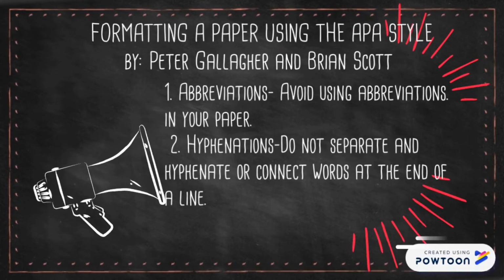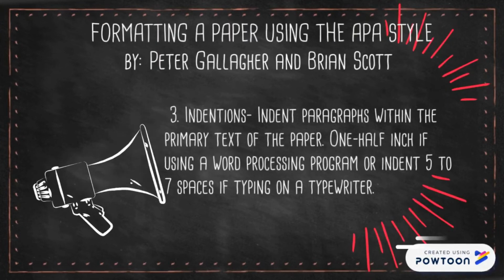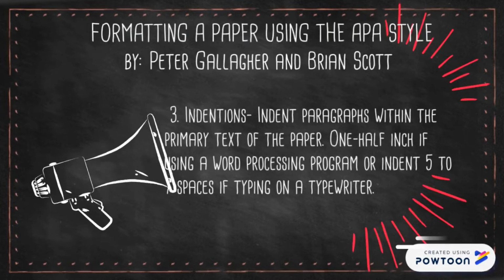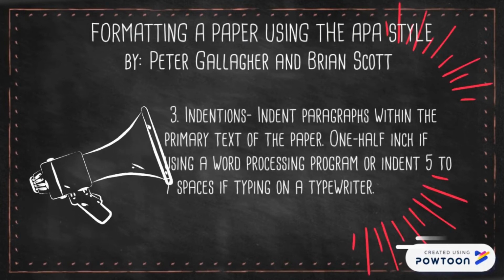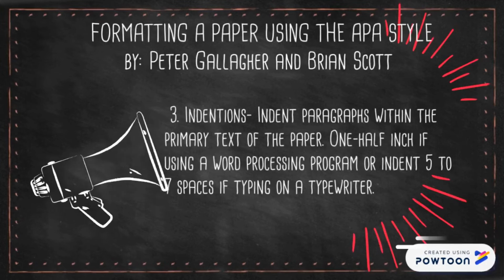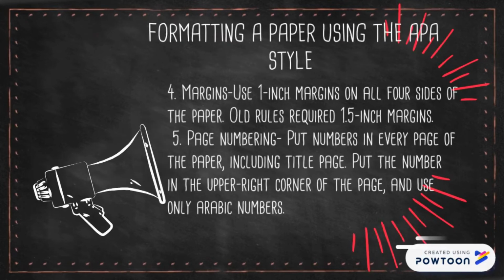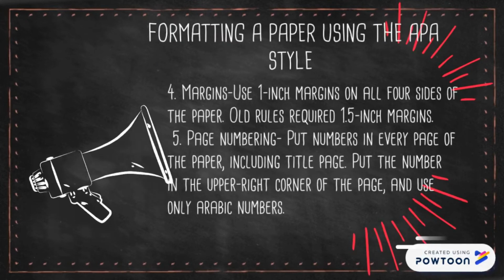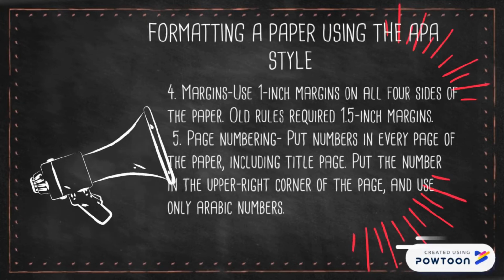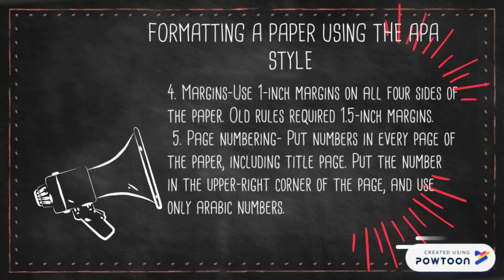Number 1. Abbreviations. Avoid using abbreviations in your paper. Number 2. Hyphenations. Do not separate hyphenated words at the end of the line. Number 3. Indentions. Indent paragraphs within the primary text of the paper 1/2 inch if using a word processing program, or indent 5 to 7 spaces if typing on a typewriter. Number 4. Margins. Use 1 inch margins on all 4 sides of the paper. Old rules required 1.5 inch margins.